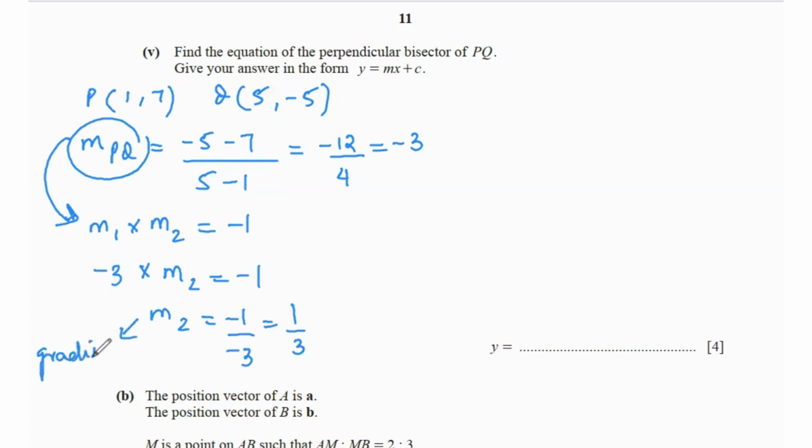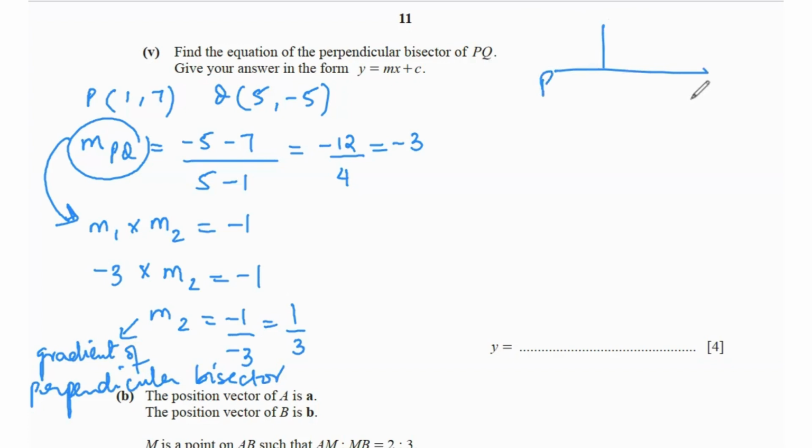So M2 is the gradient of our perpendicular bisector. Next we need the coordinates of the midpoint of PQ because the perpendicular bisector is bisecting the line. So PQ, and this is your R. R is right in the middle of PQ. So the coordinates of R we already found in the previous part, which are (3, 1). So point R is (3, 1). And M2, which is the gradient of the perpendicular bisector, is 1 over 3.